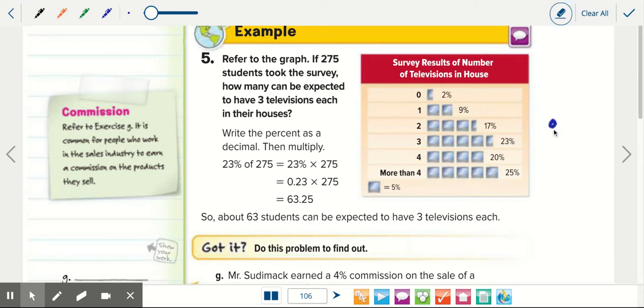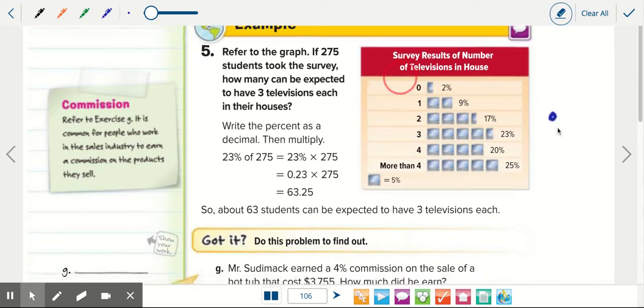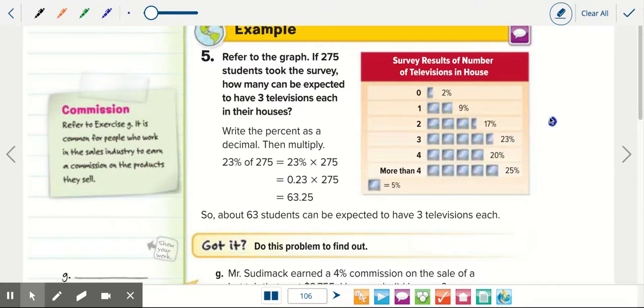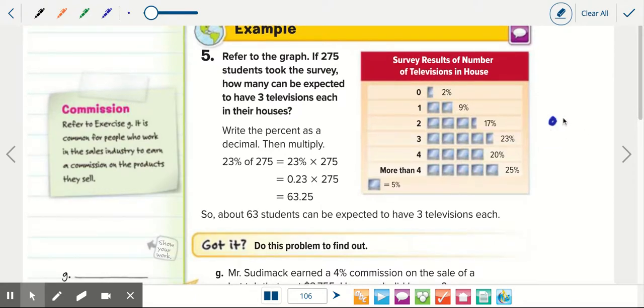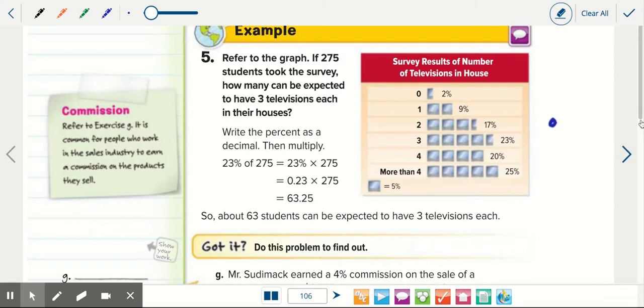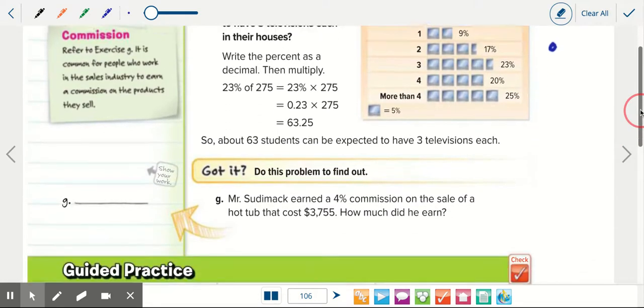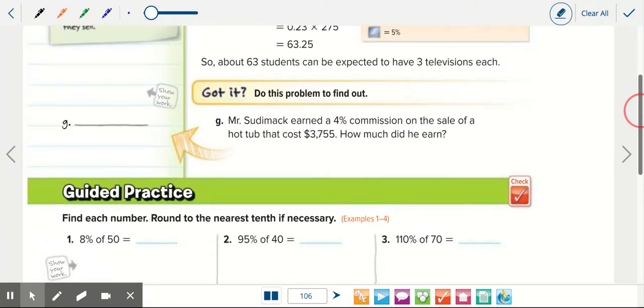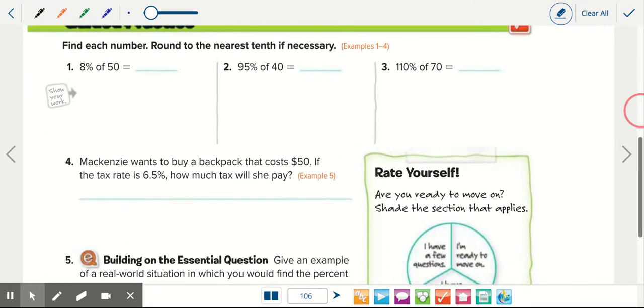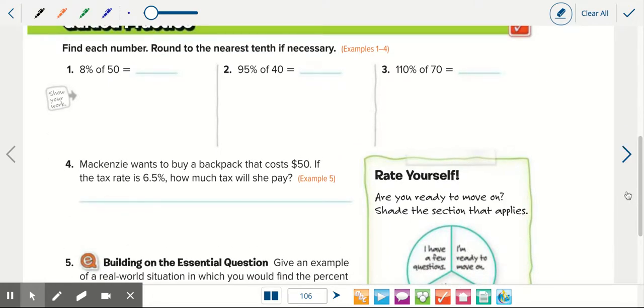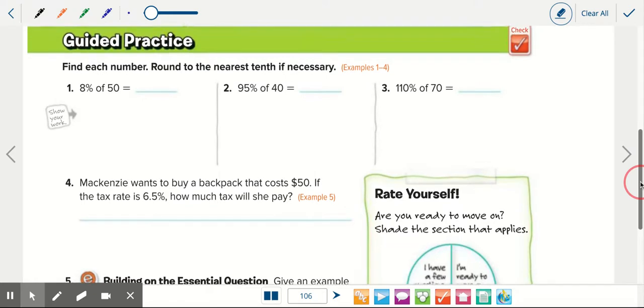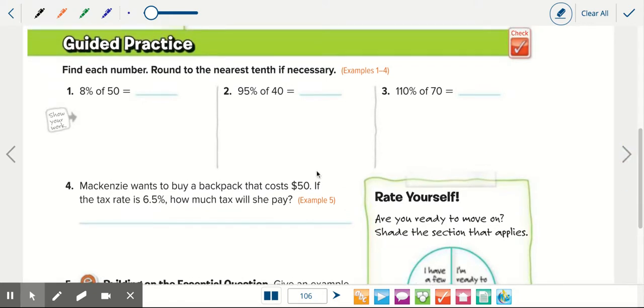It also really helps. We use percents of numbers in our everyday life when we're talking about tips and taxes and things like that. That's usually where we deal with them. So knowing what we know now, I want to actually do 1 through 4 with you. So go ahead, give 1 through 4 on this guided practice a shot, and let's figure out what we got.